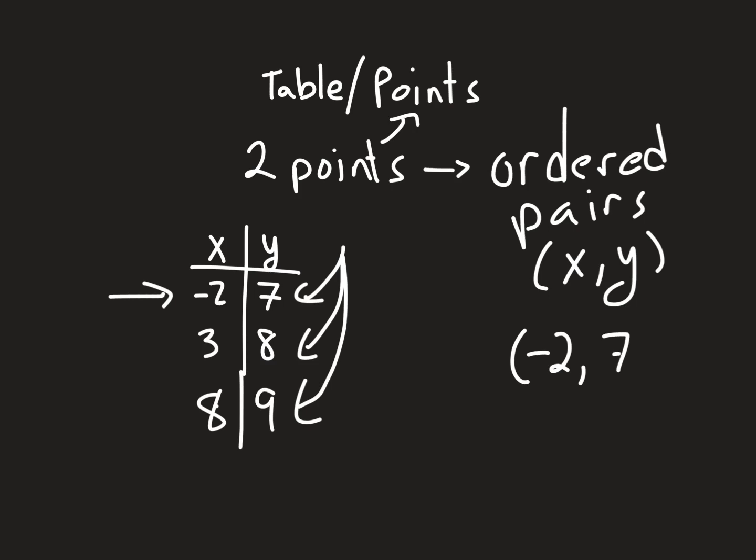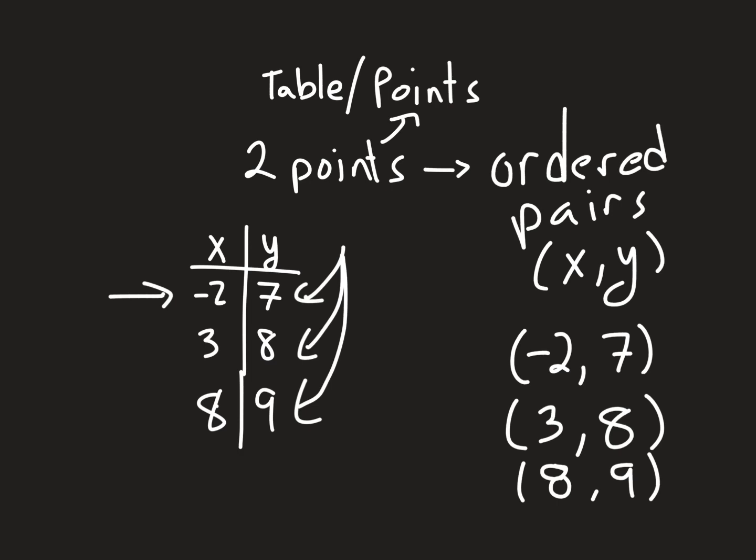So when we look at a table, realize it's simply just a collection of points. So we don't need to do both tables and points. We can just focus on points because a table is just points. Okay, what about the other 2? What would those be? 3, 8, and 8, comma, 9. Okay, so ordered pairs is important.